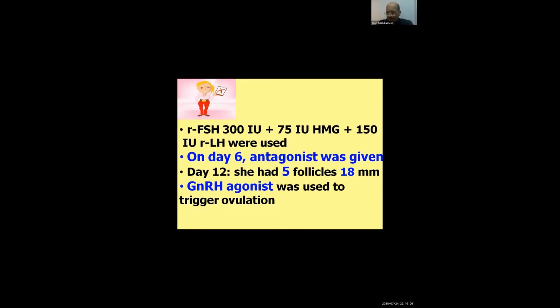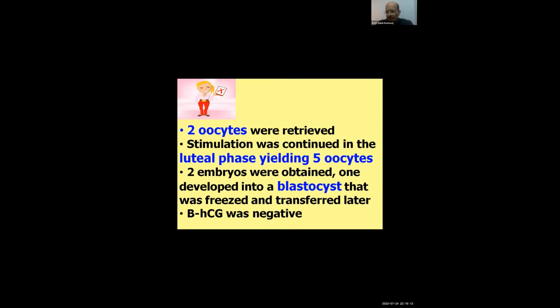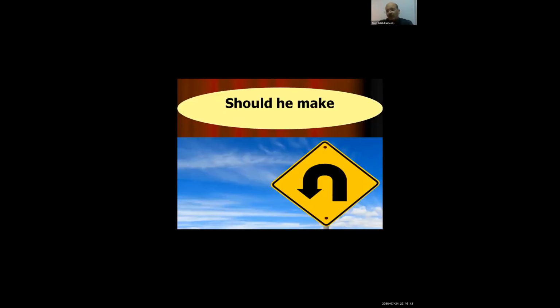On day 6, the antagonist was used. On day 12, she had 5 follicles, and a GnRH agonist was used to trigger ovulation. She yielded just 2 oocytes. Then stimulation was continued during the luteal phase, yielding 5 extra oocytes. But unfortunately, she had just 2 embryos obtained, one blastocyst that was vitrified and transferred in another cycle. Is it okay, or should the gynecologist make a U-turn?